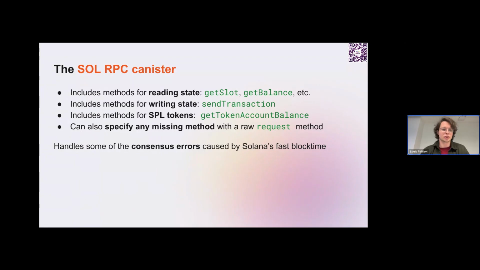And now I want to talk a little bit more in detail about some of the consensus errors that are actually caused by Solana's fast block time, and that the SolRPC canister helps manage. Just to put things back in context, I mentioned at the beginning that Solana's block time is about twice as fast as the ICP. And also if you take into account some cross subnet request times and things like this, the value of some things on Solana can change much quicker than a request might be executed.